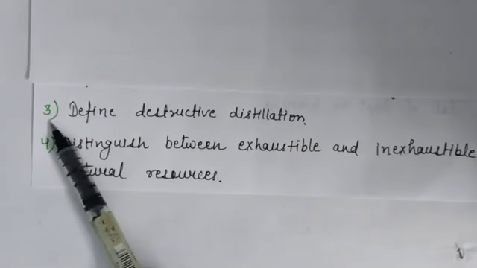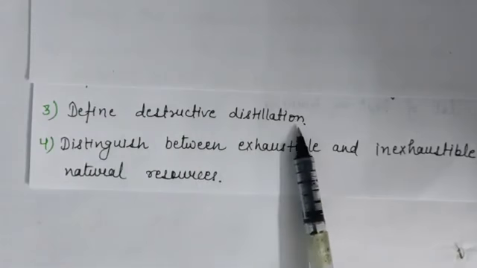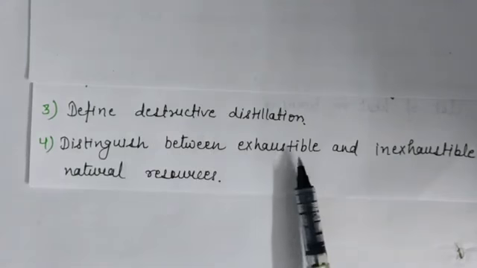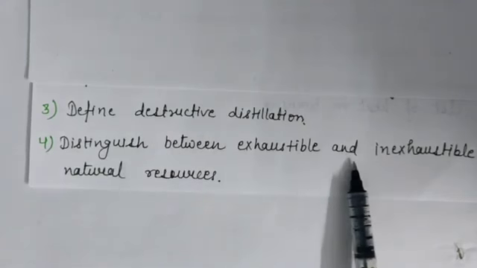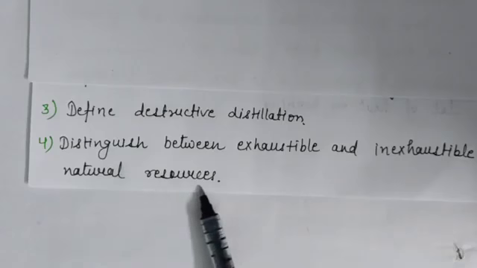Question number 3 is define destructive distillation. Question number 4, distinguish between exhaustible and inexhaustible natural resources. So these are 4 questions you have to do in your fair notebook today.